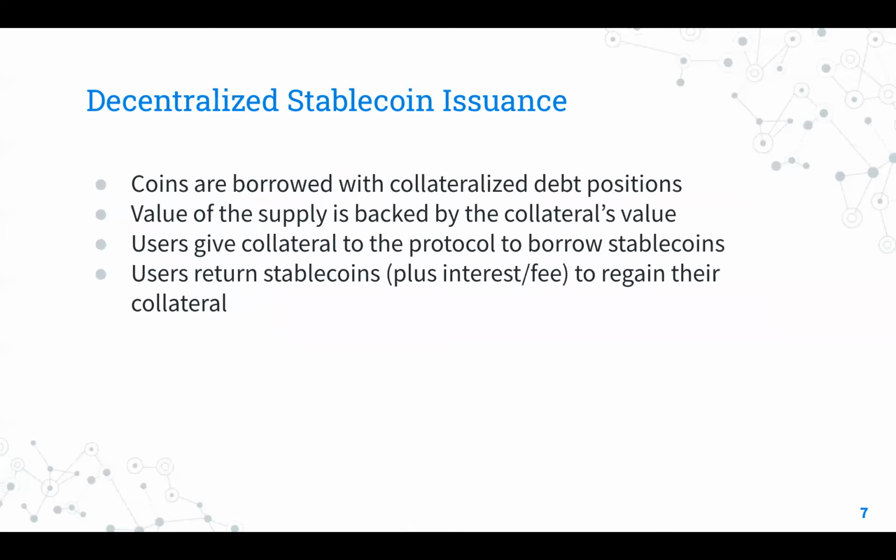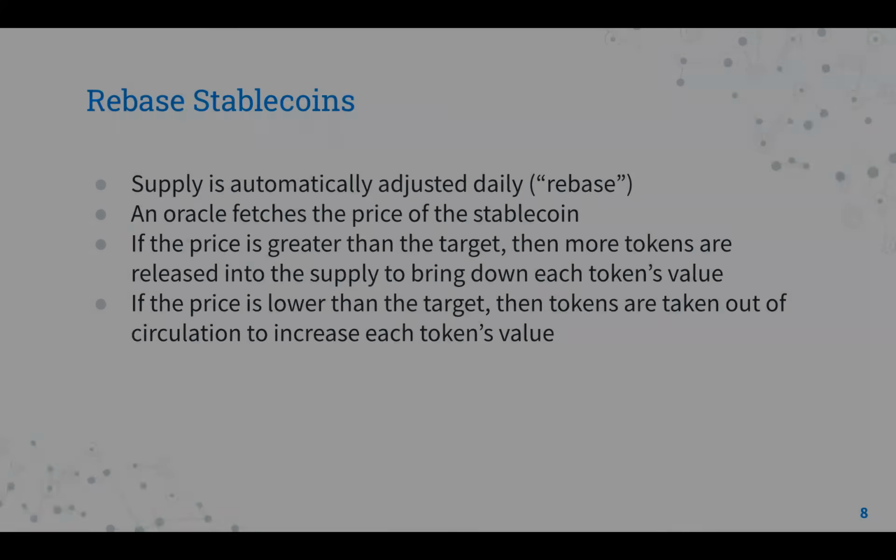And now we have decentralized stablecoin issuance, where everything is managed by smart contracts. Basically the premise is that the stablecoins are borrowed by putting up collateral with collateralized debt positions. And so the value of the supply of the stablecoins is backed by the collateral. Users give collateral to the protocol to borrow the stablecoins, and then users return the stablecoins plus any interest or fees to regain their collateral. We're going to go more into depth on that later.